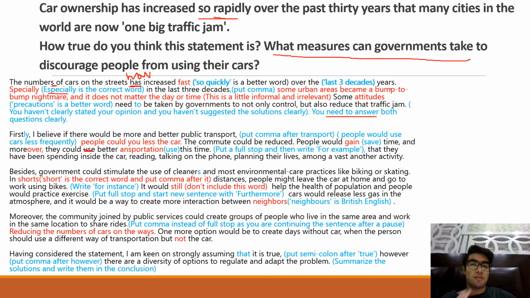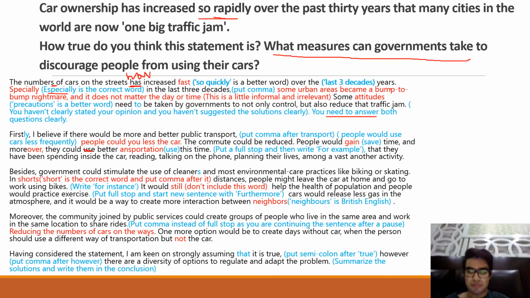And be careful with the commas, because you need to give pauses. Then you said it would still help the health of population, and people would practice exercise. Cars would release less gas in the atmosphere, and it would be a way to create more interaction with neighbors.